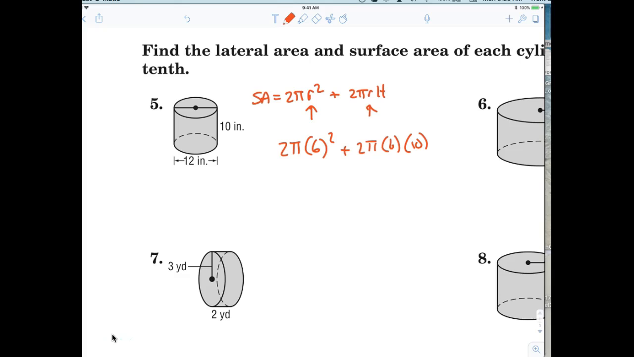I knew you were confused about the height of the circle. All right, here we go. So 72 pi plus 120 pi. Hopefully you ended up with 192 pi inches squared. Always put the units.